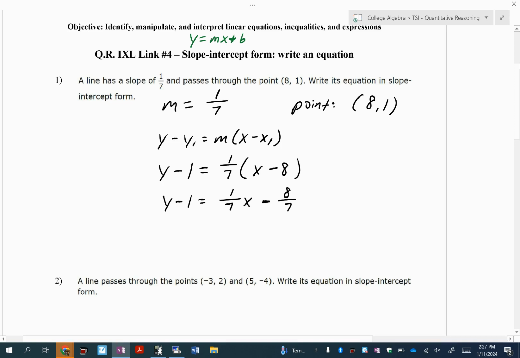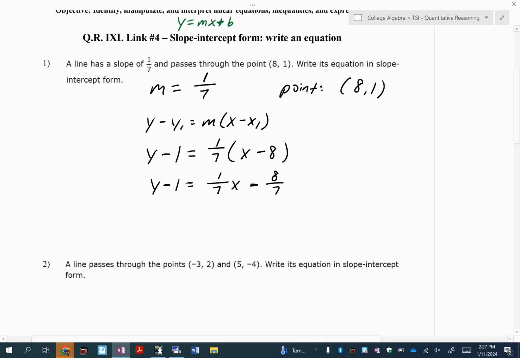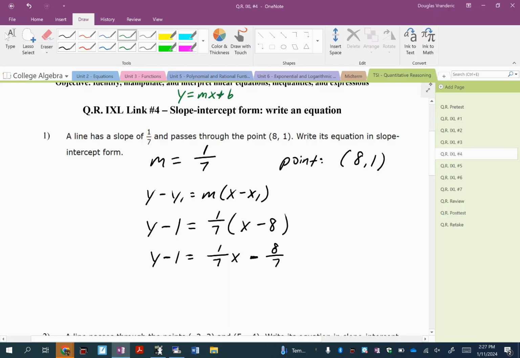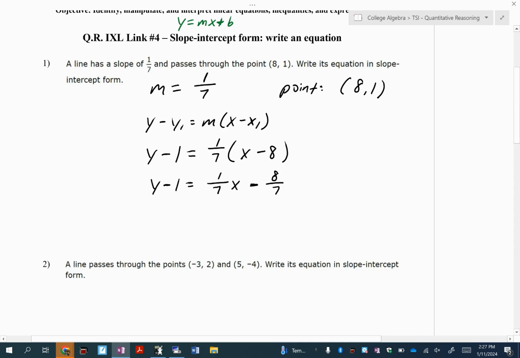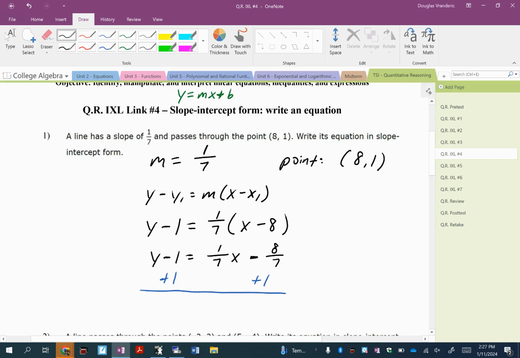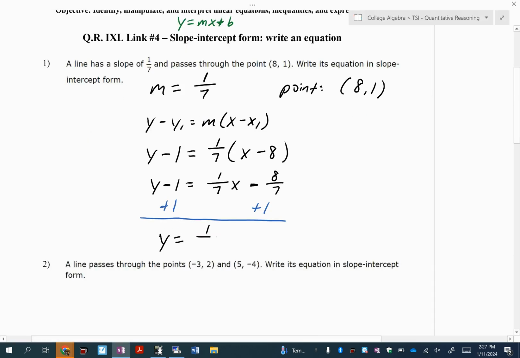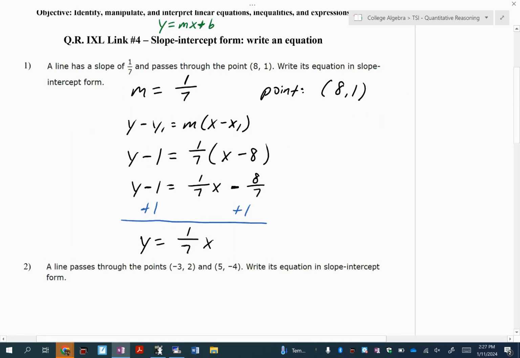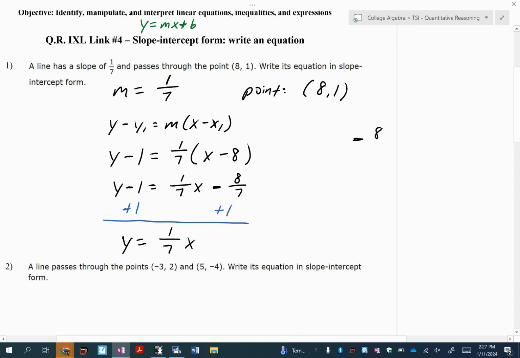All right? How do I get that y by itself? Not divide it. Not subtract it. It says subtracted, so add it. Add 1. So y = 1/7 x minus 8/7, plus 1. And I'll do this work over here as a little sidebar.